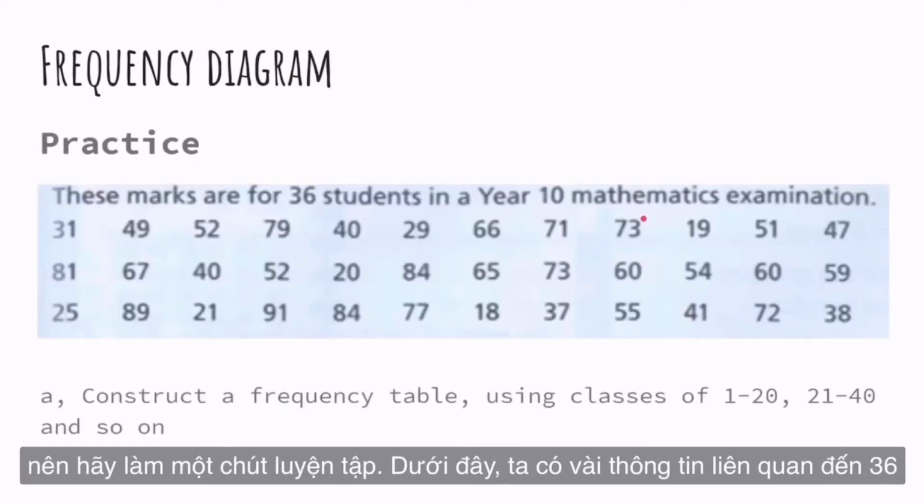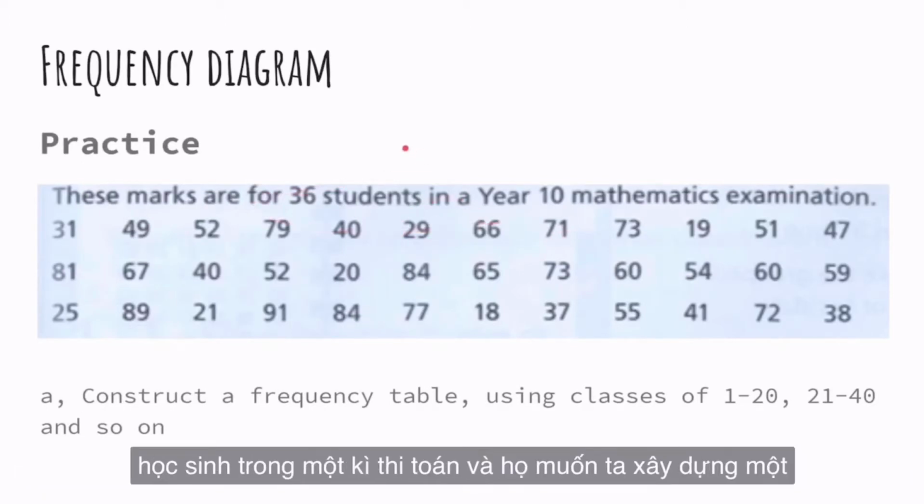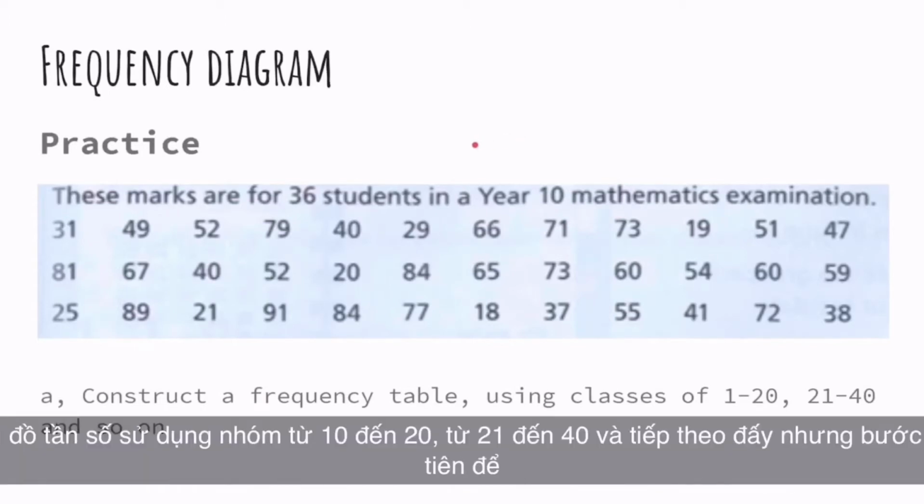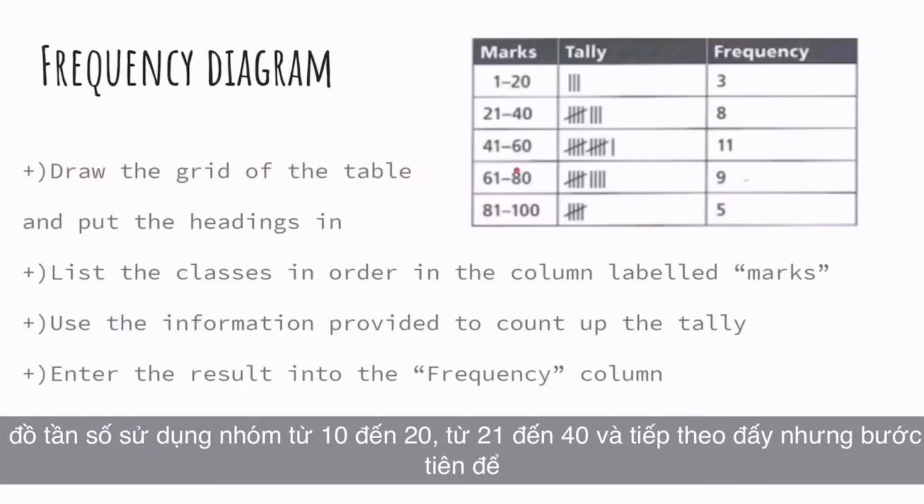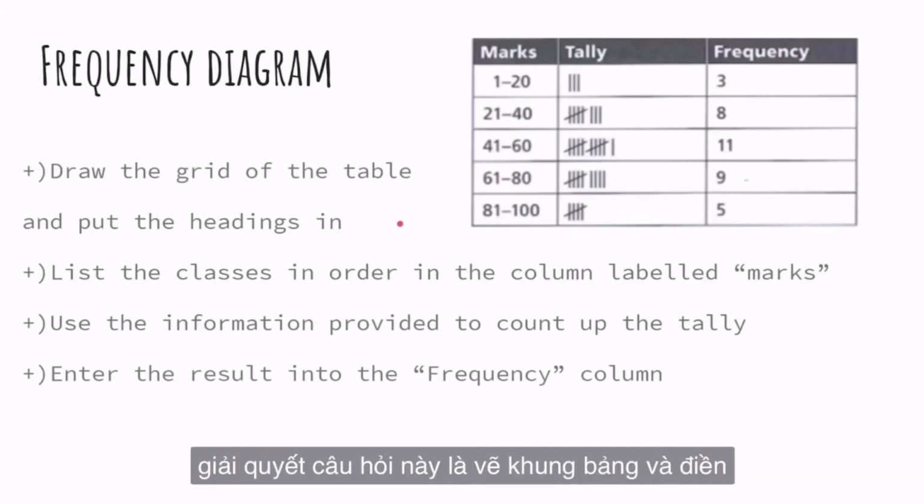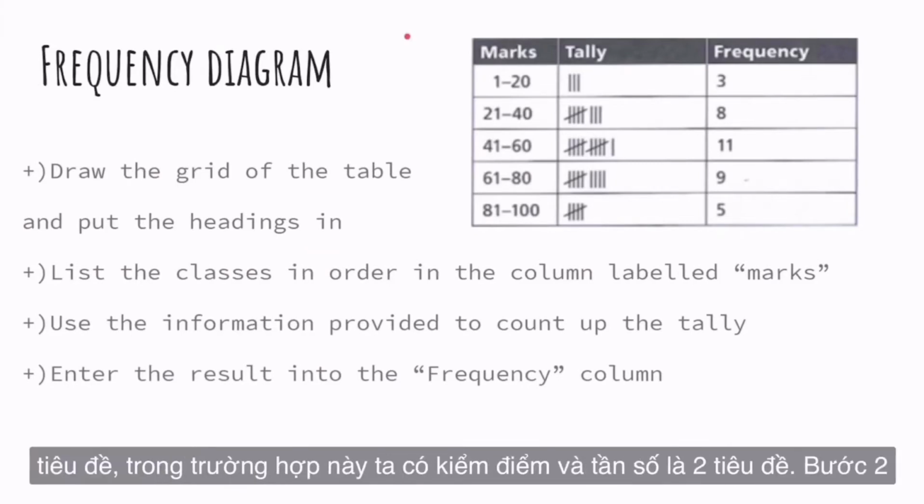So let's do some practice. There is some information related to the marks of 36 students in a certain mathematics exam, and they want us to construct a frequency table using groups of 1 to 20, 21 to 40, and so on. The first step to solving this kind of question is to draw the frame of a table and insert the headings, which are marks, tally, and frequency in this case.